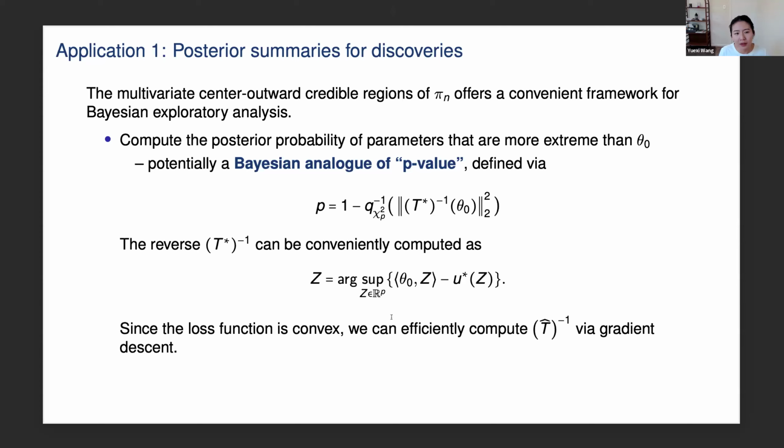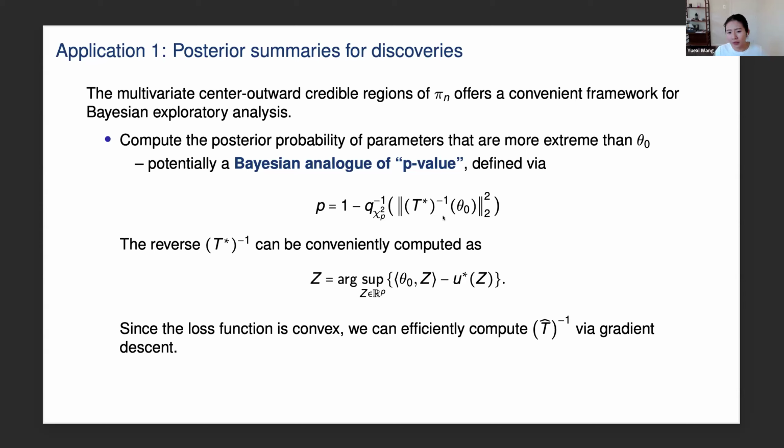And the second example we give here is something we think is possible. Using the OT map, you can also quantify the posterior. If I give you a theta null value, say I have this candidate value in mind, I want to see how plausible it is under the posterior distribution. So we think this can potentially be a Bayesian analog of the p-values. Usually the p-value quantifies the plausibility of the data given the parameters, and here we are considering the plausibility of parameter values under the posterior distribution.